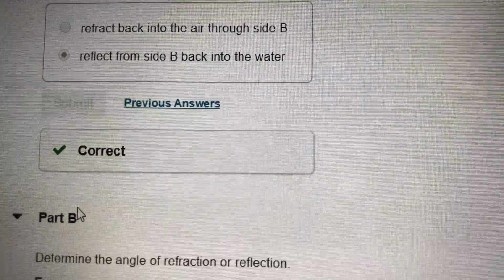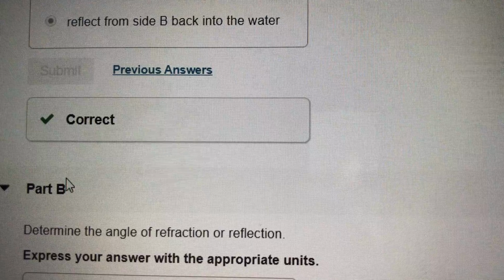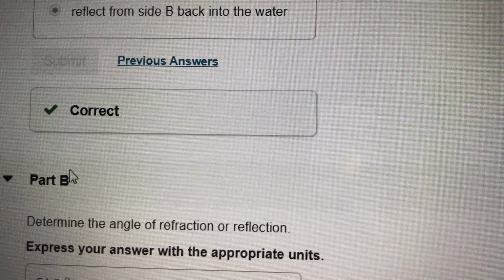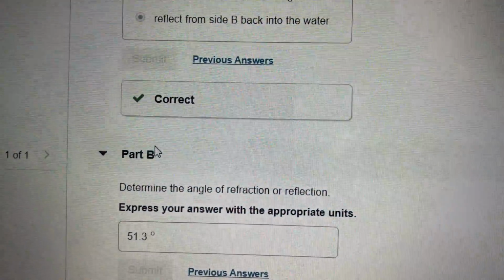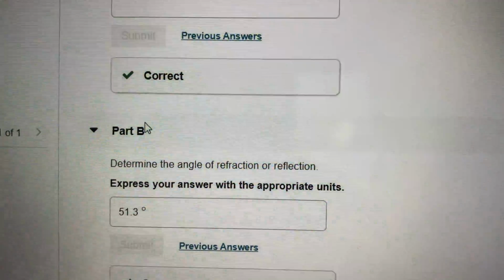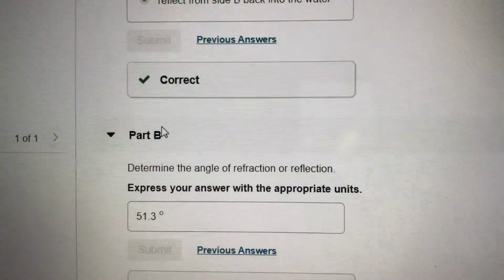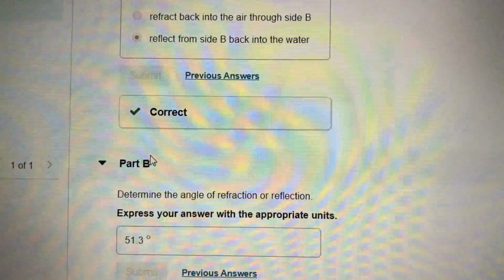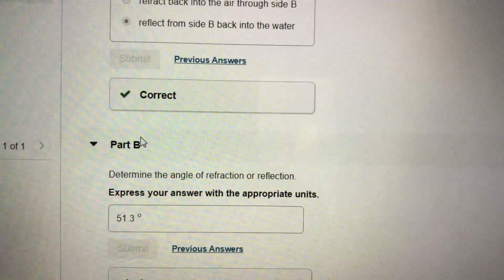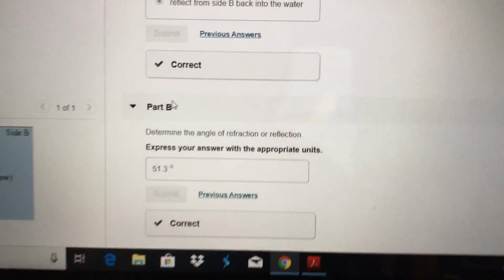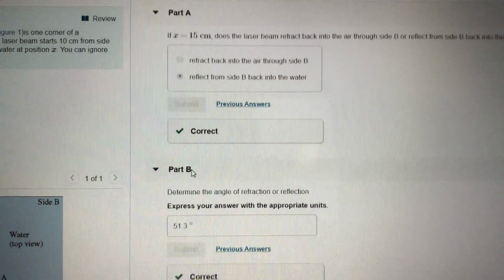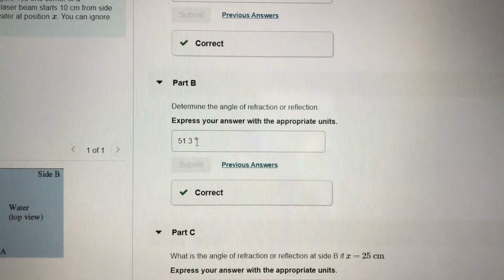For part B, determine the angle of refraction or reflection. We just figured out it is 51.2 degrees, and that is almost equal to the answer in Mastering Physics. The problem is they round the numbers differently than I did. Now let's move to the next part, part C.